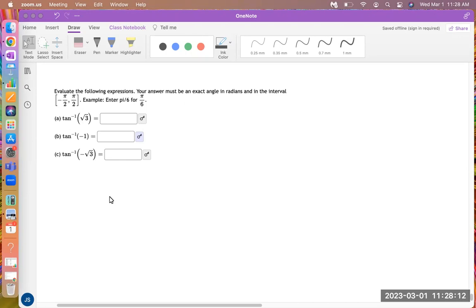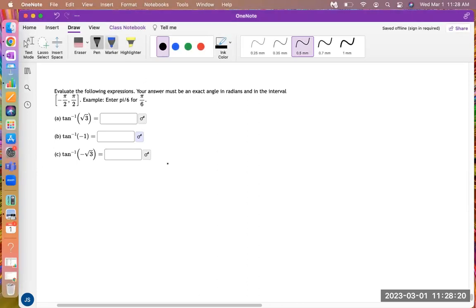the common trig functions for common angles. And let me write it out for you. It is expected that you have memorized both the sine and cosine and tangent of 0 degrees, 30 degrees, 45 degrees, 60 degrees, and 90 degrees.